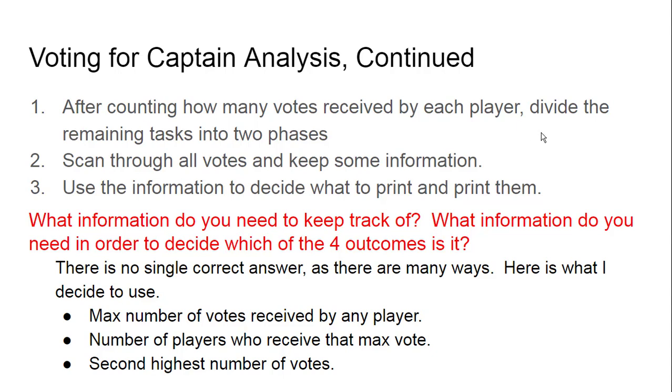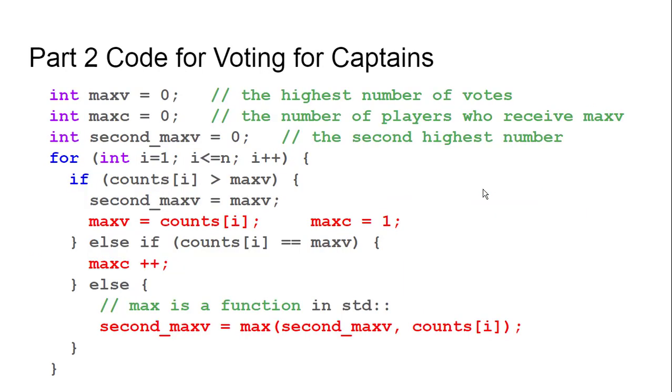And I also keep track of the second highest number of votes. Again, this is because one of the outcomes requires printing some information. So there are other ways to do it, but I ended up choosing to keep track of these three variables by scanning through the votes. So here is the part 2 code to compute those three pieces of information.